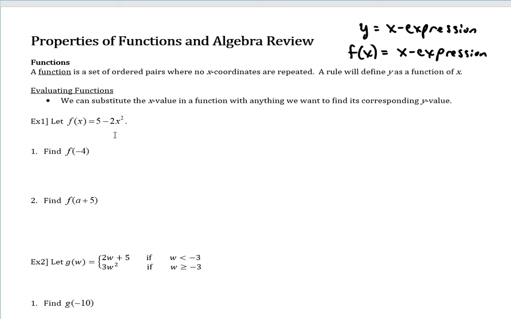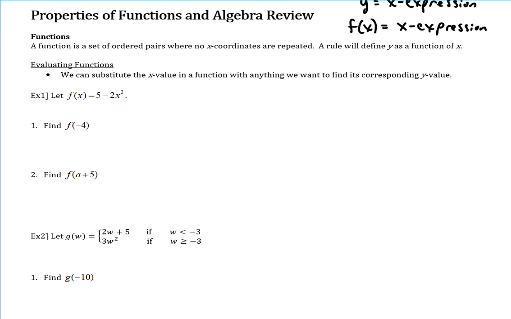Okay, so to evaluate functions, all we have to do is plug in a value for the x value that's in our equation. So to evaluate these two right here, in this example, it says let f of x equal 5 minus 2x squared. To find f of negative 4, we can do 5 minus 2, and then the x is getting replaced by that negative 4. And we always use parentheses when we plug these in.